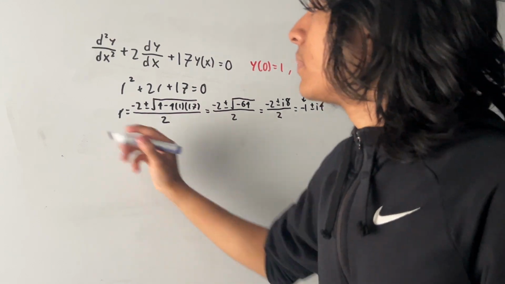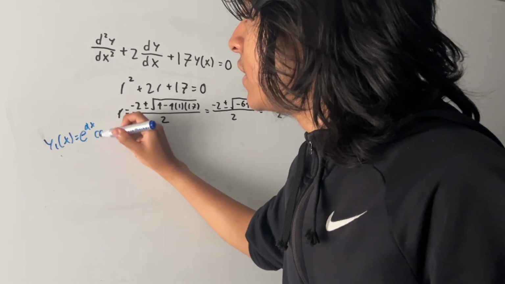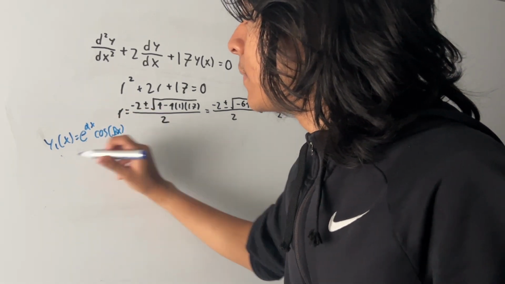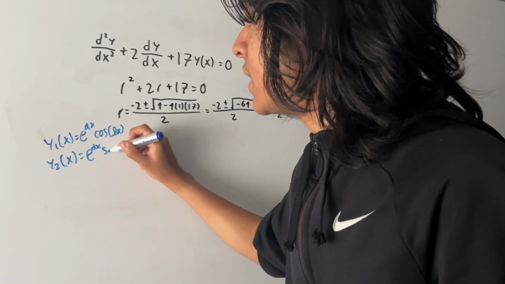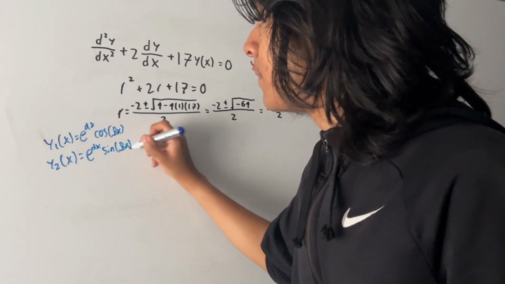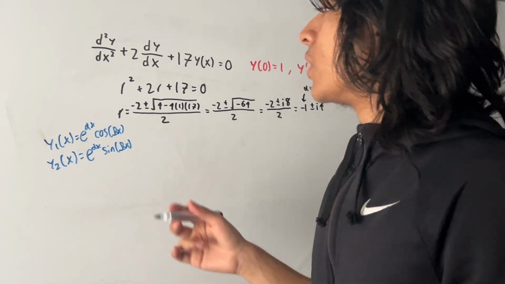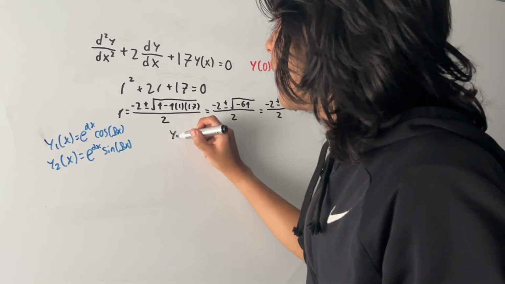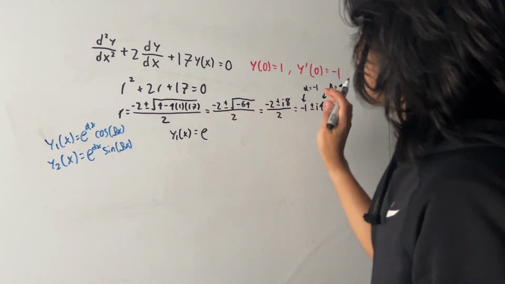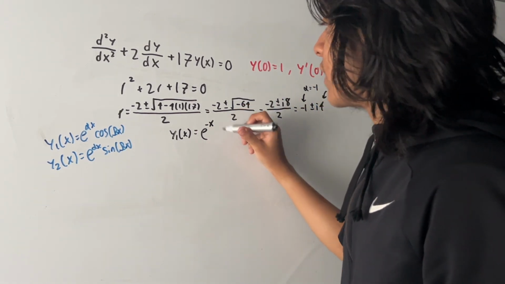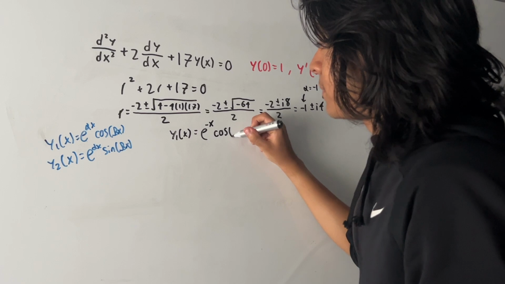I'm just going to write them down again. So our solutions were e to the alpha x cosine beta x, then y2 is going to be e to the alpha x sine beta x. And so we just need to plug in alpha and beta again. So our two solutions are going to be y1 of x is equal to e to the negative x, because alpha is just negative 1, so e to the negative x cosine of 4x.